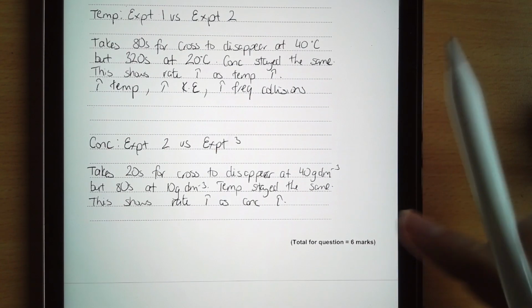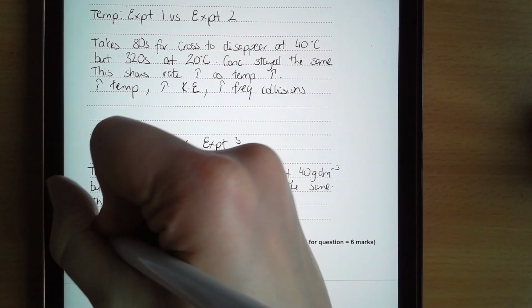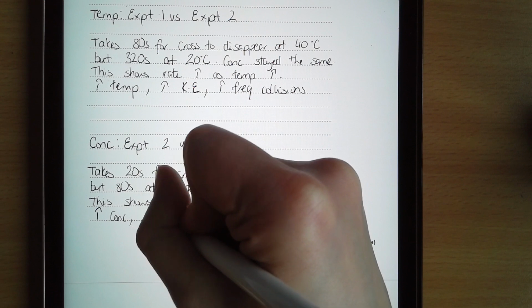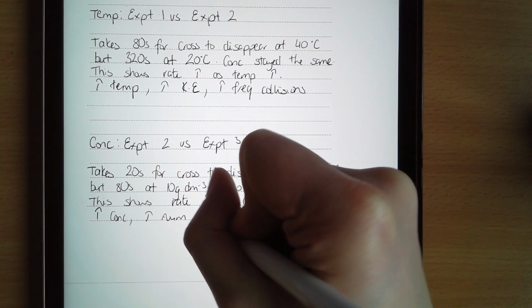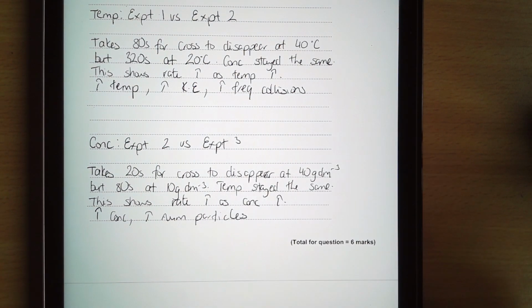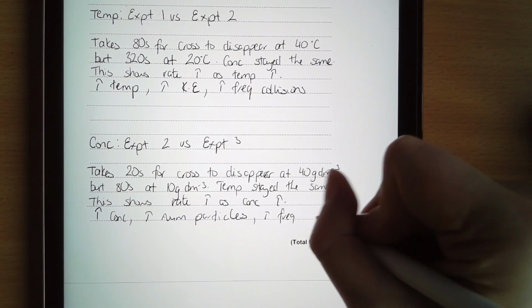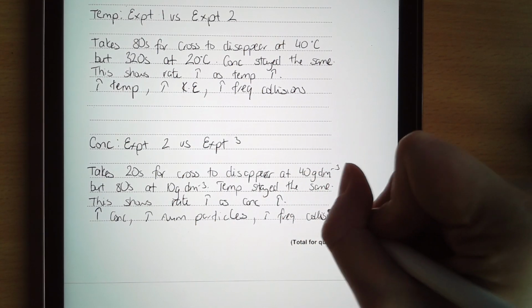And again, I have to explain why. So if you increase concentration, what you're actually doing is increasing the number of particles. You're just putting more particles in there. And if you've got more particles in there, you are going to increase the frequency of collisions.